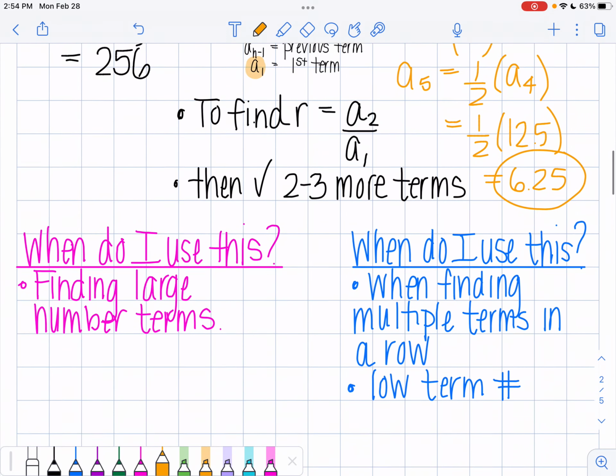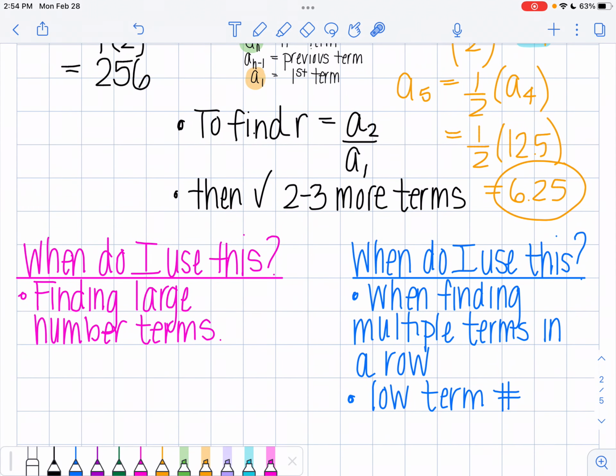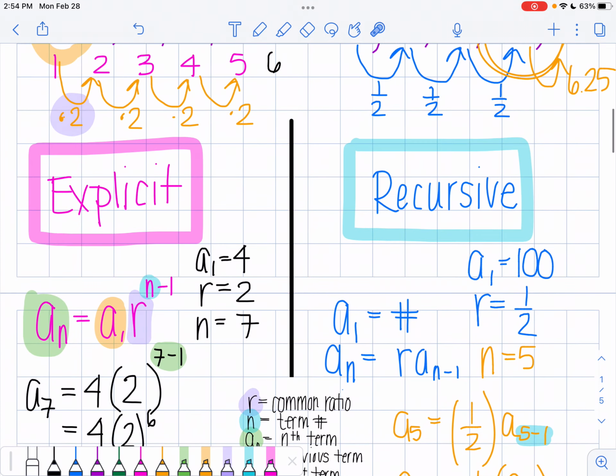Why do I have 2 different formulas? I want to use the explicit formula over here when I'm trying to find a large term number. So say you were asked to find the 100th term or the 250th term. You don't want to do the recursive method where you have to find all the previous terms. You just want to be able to plug in a couple numbers and get the answer. The recursive formula is really beneficial when you just want to find multiple terms in a row.